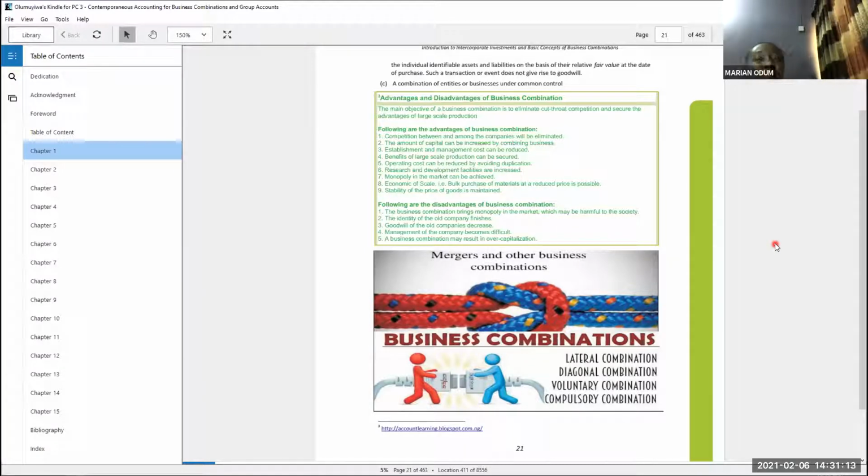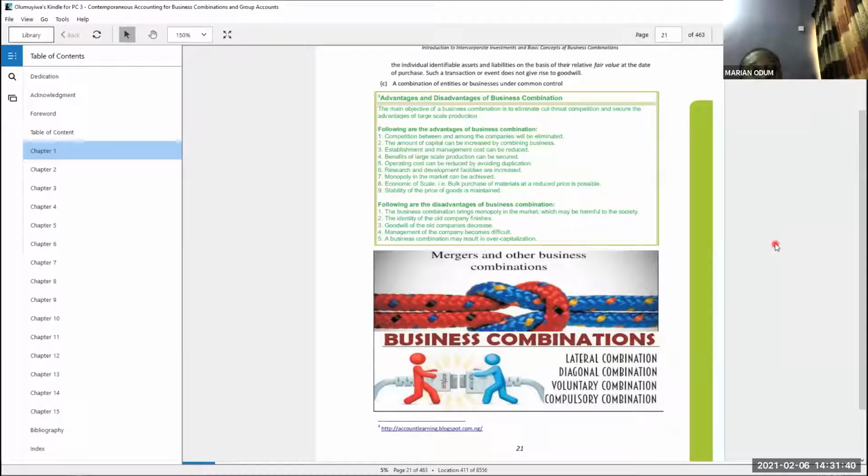Advantages and disadvantages of business combination. The main objective of a business combination is to eliminate cutthroat competition and secure the advantages of large-scale production. The following are the advantages of business combination. 1. Competition between and among the companies will be eliminated. 2. The amount of capital can be increased by combining businesses. 3. Establishment and management costs can be reduced.